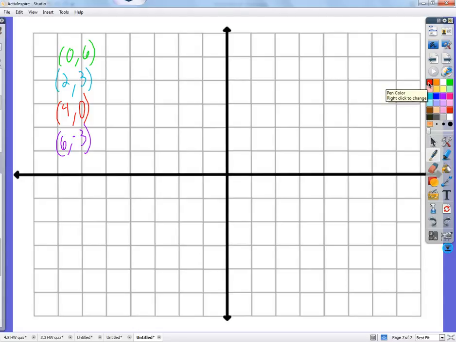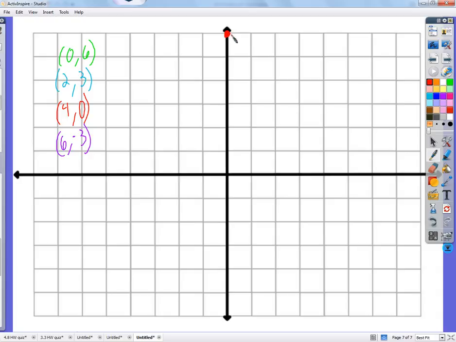We can plot these points. 0, 6. How do we plot 0, 6? Just up 6. Don't go to the left or right, because x is 0 and x is a left or right thing. Just go up to 6. 1, 2, 5, 6.